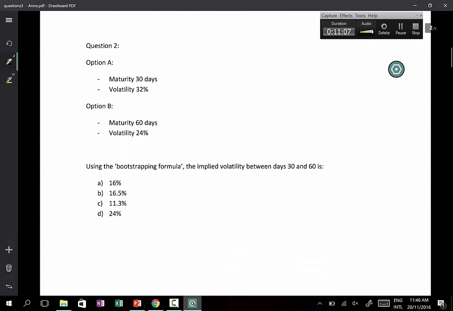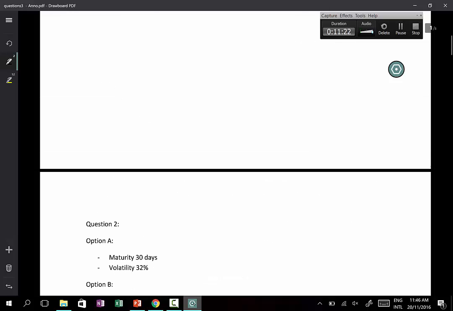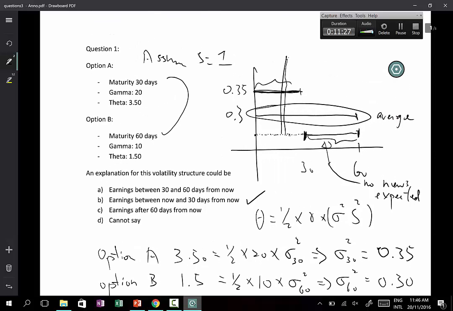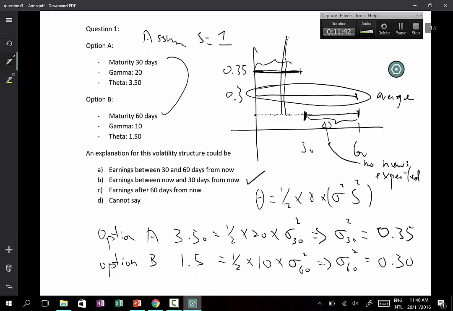Now for question 2, Sam, can we just compare the gamma theta ratio? Can you just compare the gamma and theta ratio? Yeah. She's asking, can you just compare the gamma theta ratio?